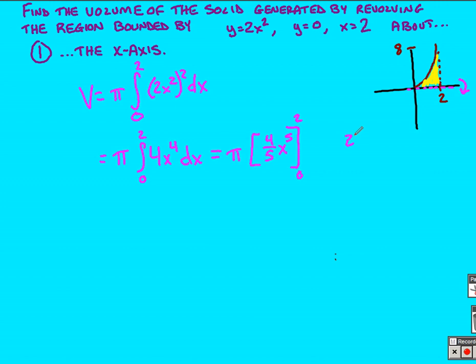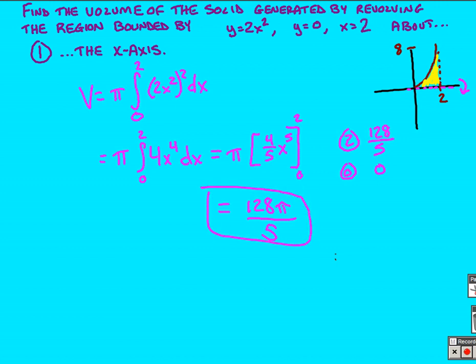Well, when I plug in 2, 2 to the 5th is 32. 32 times 4, excuse me, would give me 128 over 5. And if I plug in 0, it's just 0. So when I subtract those, it's just 128 over 5. So that's multiplied by pi. So my final answer is 128 pi divided by 5. 128 pi over 5 as my answer.